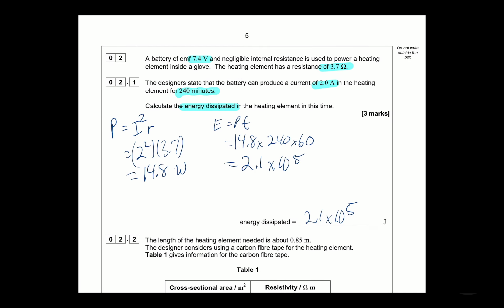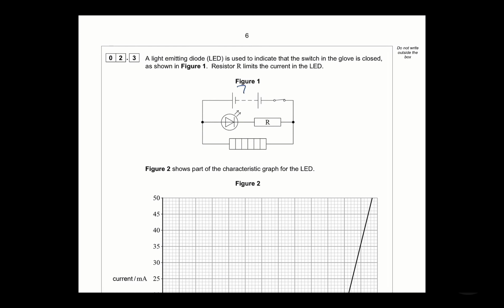So, we know that this battery is 7.4. Okay? We know that we've got 2.2 volts here. So, the voltage across R has to be 7.4 minus 2.2, and that is 5.2 volts.